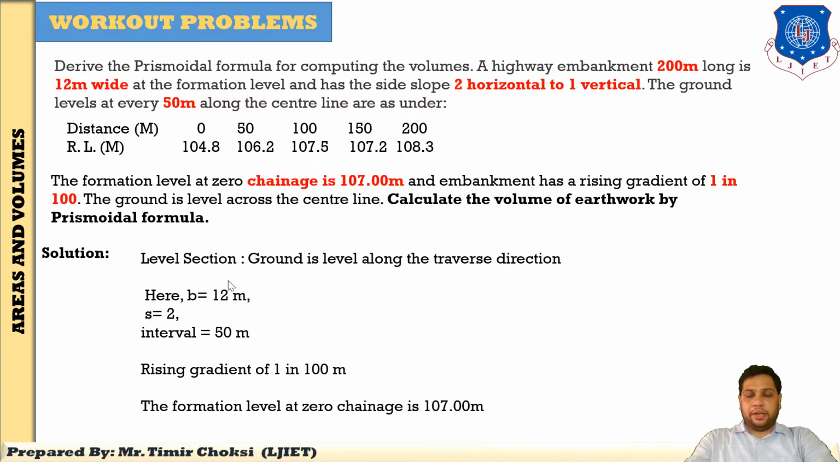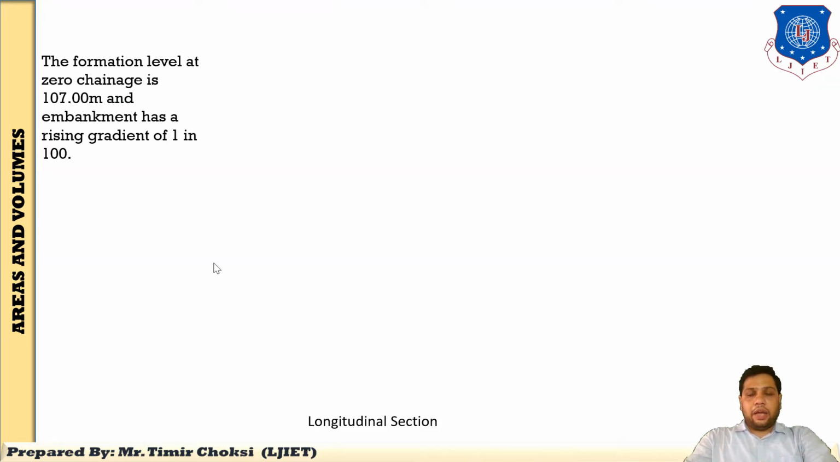First step, write the given data in this form. It is a level section because the ground is level along the transverse direction. Road width is given as 12 meters. S horizontal to 1 vertical, so S equals 2. Interval is 50 meters. Rising gradient is 1 in 100. The formation level at zero chainage is 107.0 meters. Now I have explained in a longitudinal section, I have drawn the horizontal section so you can clearly understand.